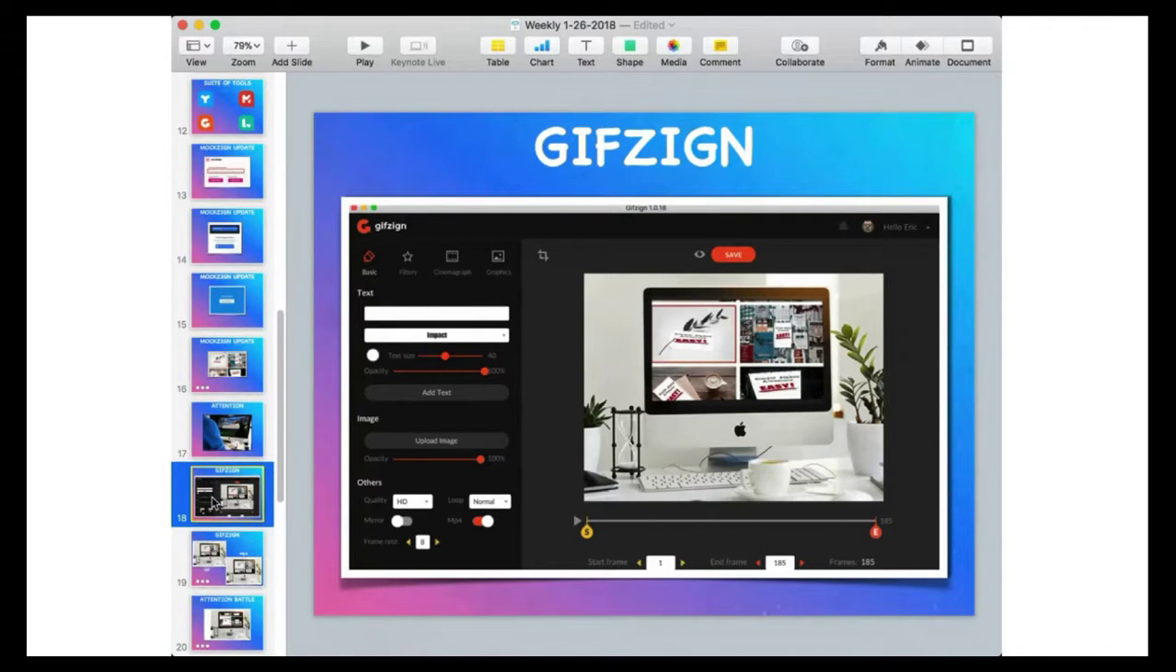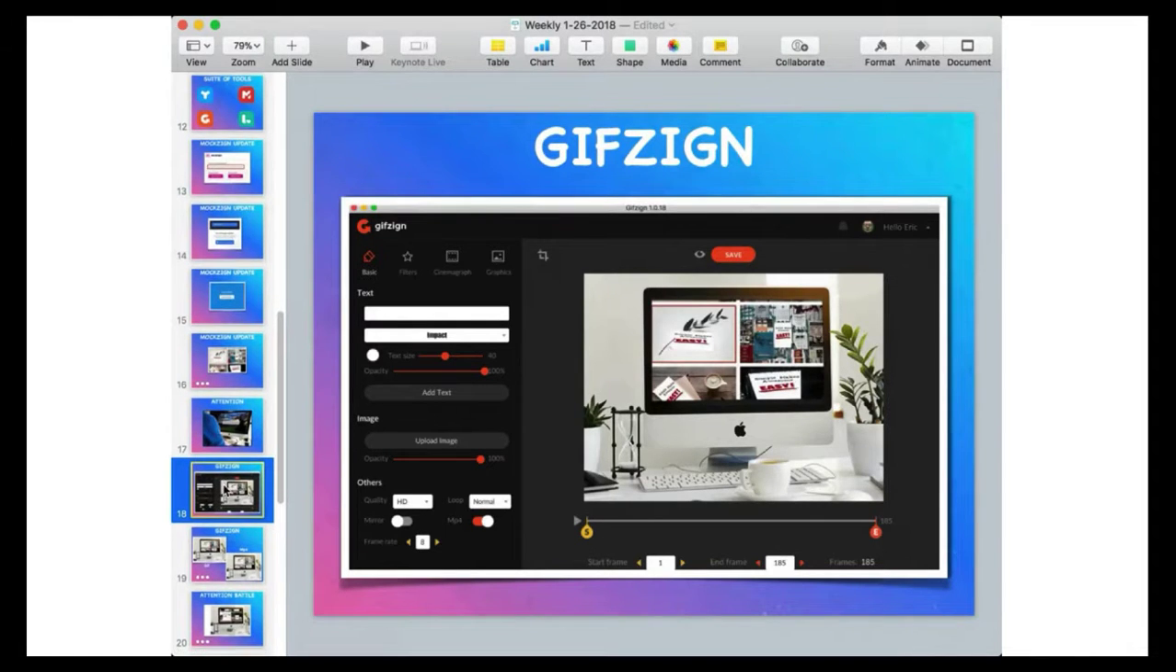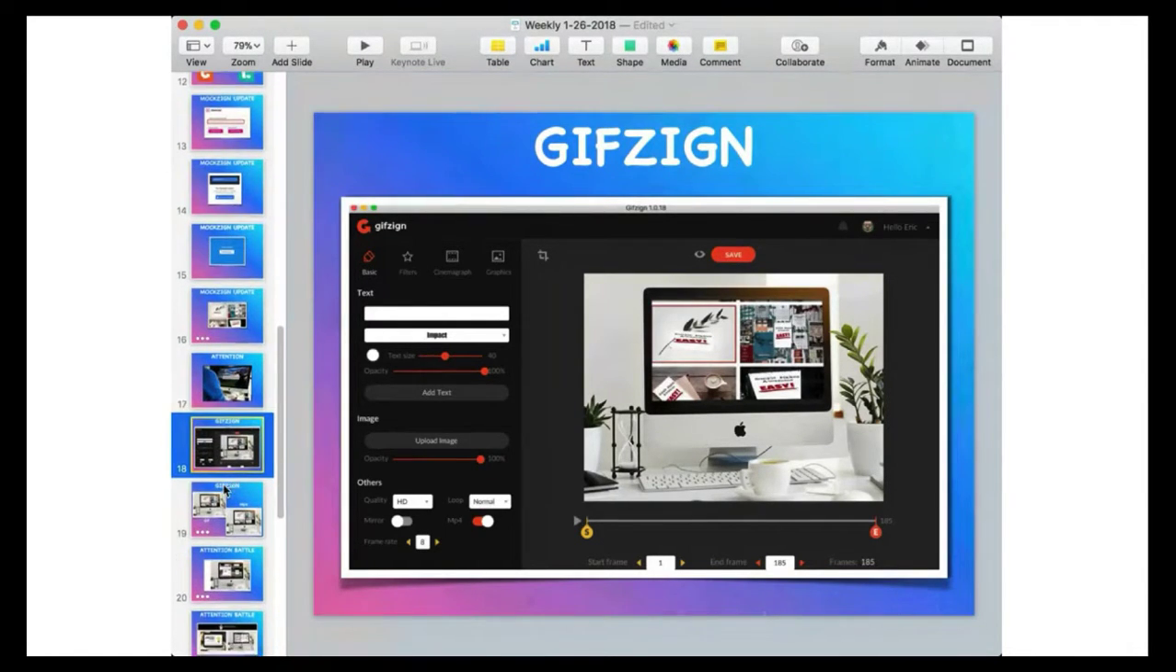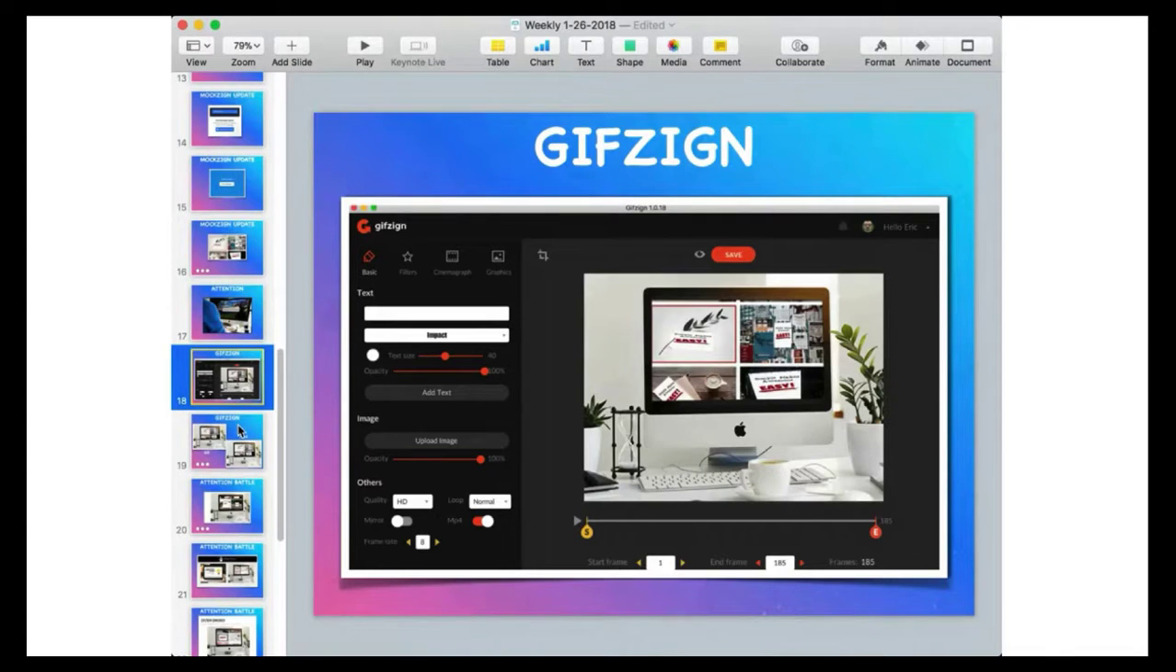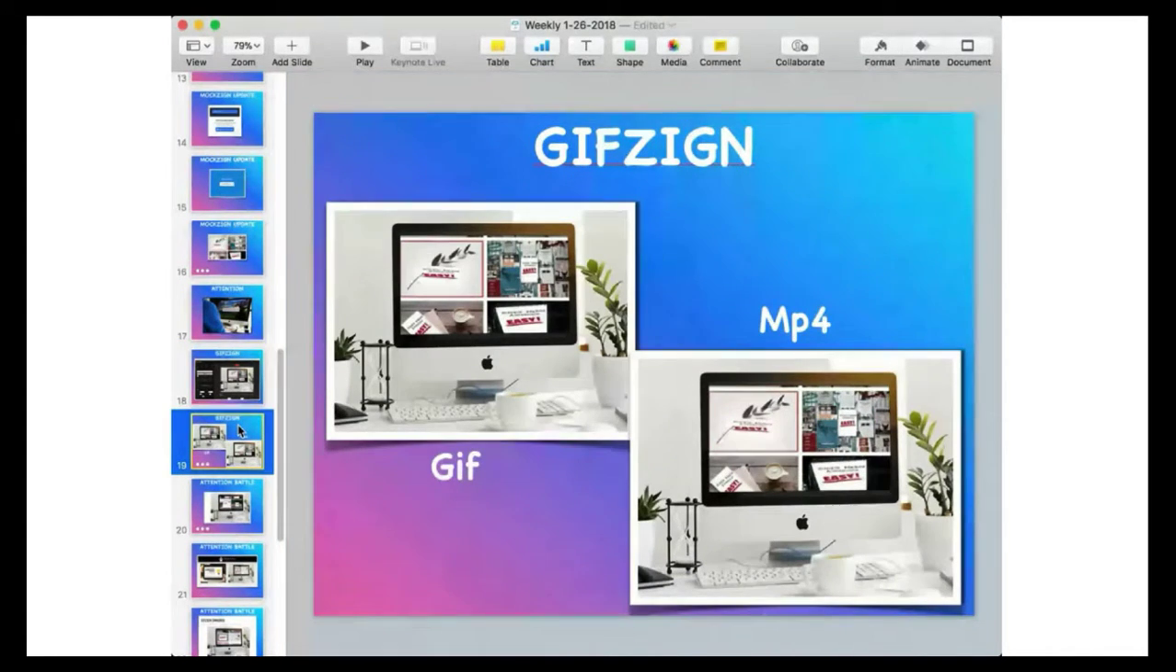Hopefully we have some new GIFsign users that have just joined the group. I thought this would be a good day for us to roll out some additional information and just walk through the GIFsign platform. Now, the question always comes up, why would I need a GIF when I have an MP4? And we'll talk about the differences between those.